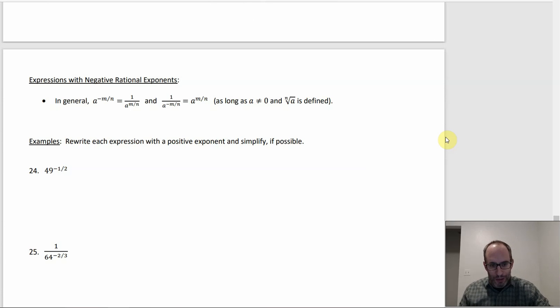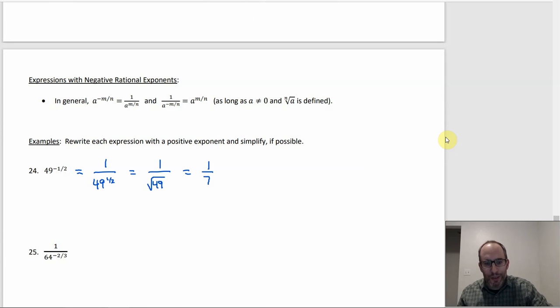So it's something like 49 to the negative 1/2. Bring it down. So we're going to have 1 over 49 to the 1/2. Or if you want that written with a radical, 1 over the square root of 49. The square root of 49 is 7. So this is going to be 1/7.